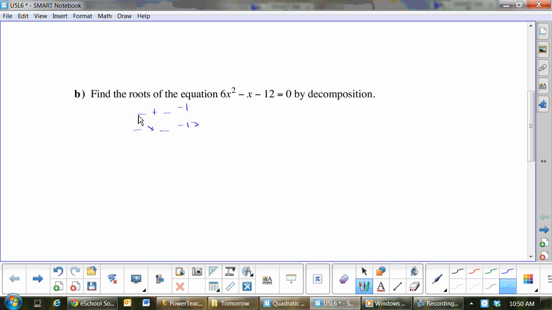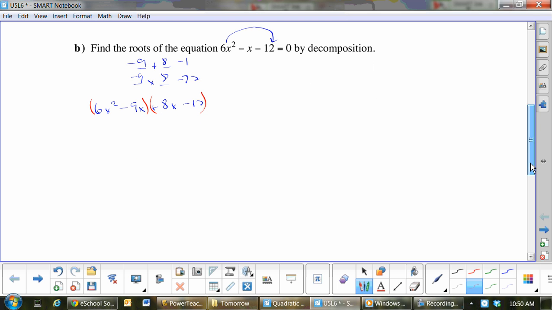What are my numbers? Oh, not -12, -72, right? I just did. That's how I got -72. -9 and 8. Okay, and then I would go 6x squared minus 9x plus 8x minus 12, right? Then I'd put brackets here, and I will take out, come on you guys, what do I take out? 3x. Leave me with 2x minus 3. Here I will take out 4, leave me with 2x minus 3.